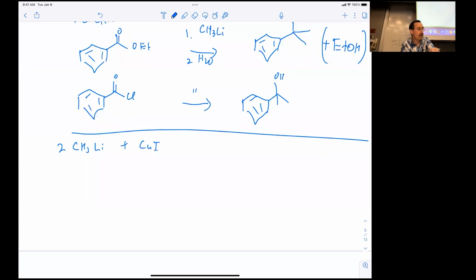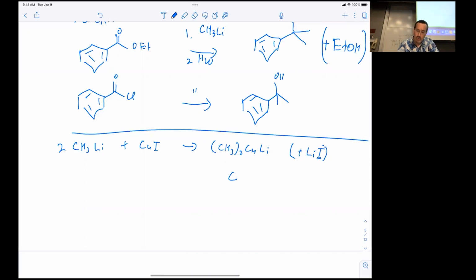The way you prepare it is you take 2 equivalents of an organolithium compound and you treat it, typically with cuprous iodide, copper(I) iodide, and that will get you to lithium dimethyl cuprate, which I've written like so. Organic chemists are notoriously bad at balancing equations, but if you want to balance your equation, the other product of this reaction would be lithium iodide.